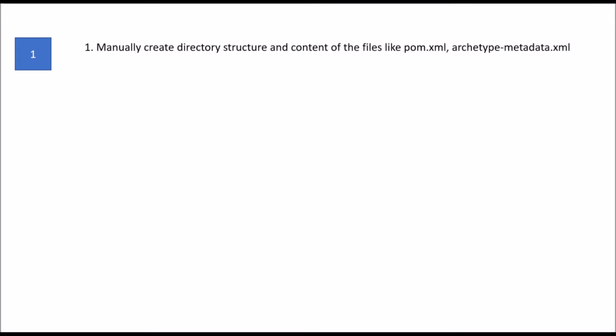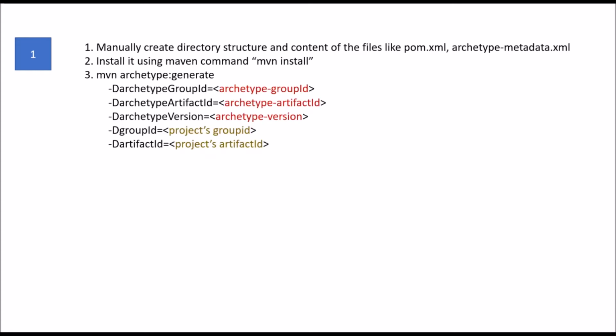There are two ways to create a custom Maven archetype. If we look at the first way, then we need to manually create the directory structure and content of files like pom.xml and archetype-metadata.xml, then install it in your local using mvn install and fire the command mvn archetype:generate. Here you can see this group ID, artifact ID and version belong to your project.